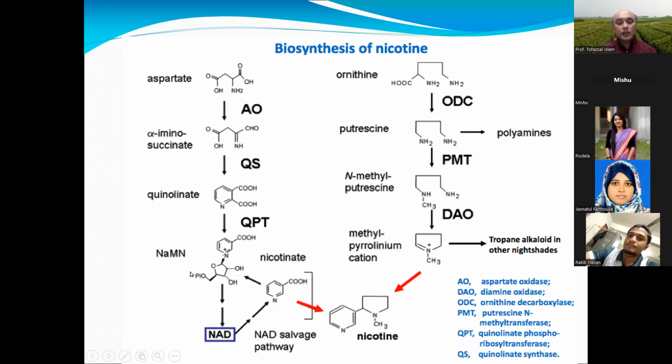quinolinate, and then nicotinate, and nicotine is synthesized. This biosynthetic pathway of a model and very well-known compound, nicotine, is very important. You can understand how alkaloids are biosynthesized in the cell of a plant. Here all the enzymes involved in the pathway are given.